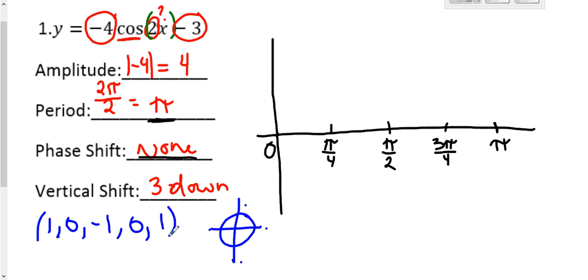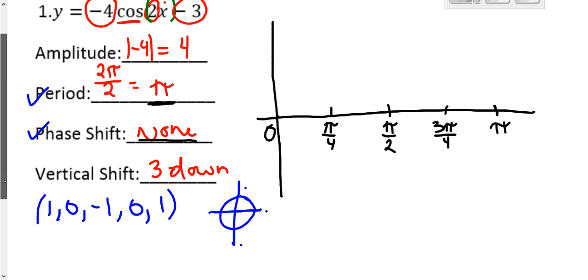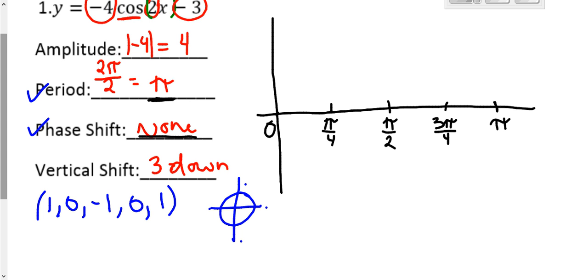So two things. We've done the period. The phase shift is non-existent, so technically we've accounted for it, even if it doesn't exist in this problem. So we have amplitude and vertical shift. Amplitude, we multiply our pattern by the number that's in our equation. In vertical shift, we're going to add or subtract depending on if it's adding or subtracting in the equation. So we have a -4 in the equation, which means we are going to multiply this by -4 and get a new pattern: -4, 0, 4, 0, -4.